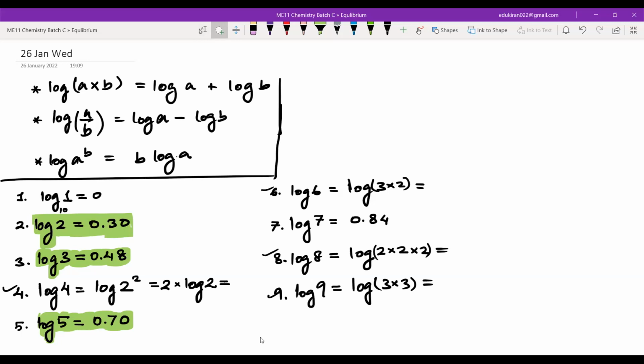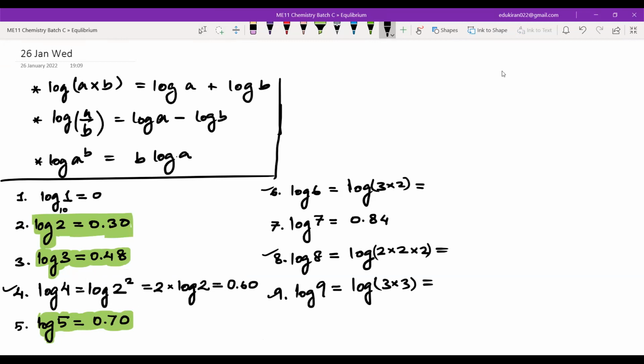So tell me, did anyone get log 4? Or is it 0.60? Yeah, correct. 0.60. This will be 2 into log 2, which will be 0.60. Very good. I hope others also got the same answer.